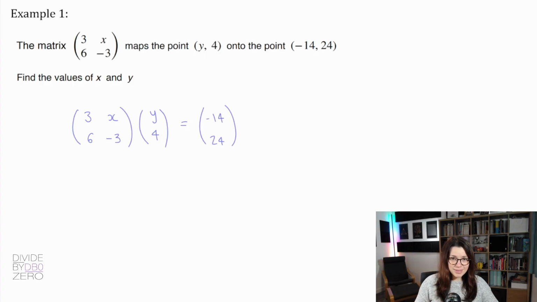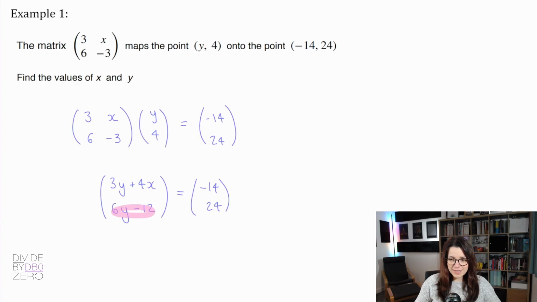When we multiply these two matrices together, we get this: (3y + 4x, 6y - 12). And if you're not sure how I did that, just go back and check out my previous matrices video. That's equal to (-14, 24). And from here, we just need to solve some equations.